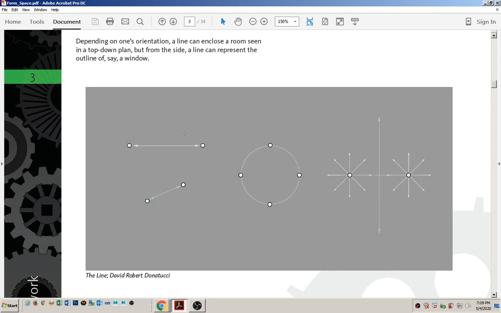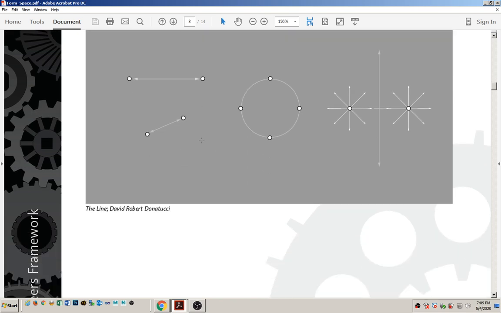Now we also saw that earlier with things like the column in the Lincoln Memorial, and you have the connection between the ground, the earthly, and then it rising up to meet the symbol of the state. So lines are used to connect or separate.